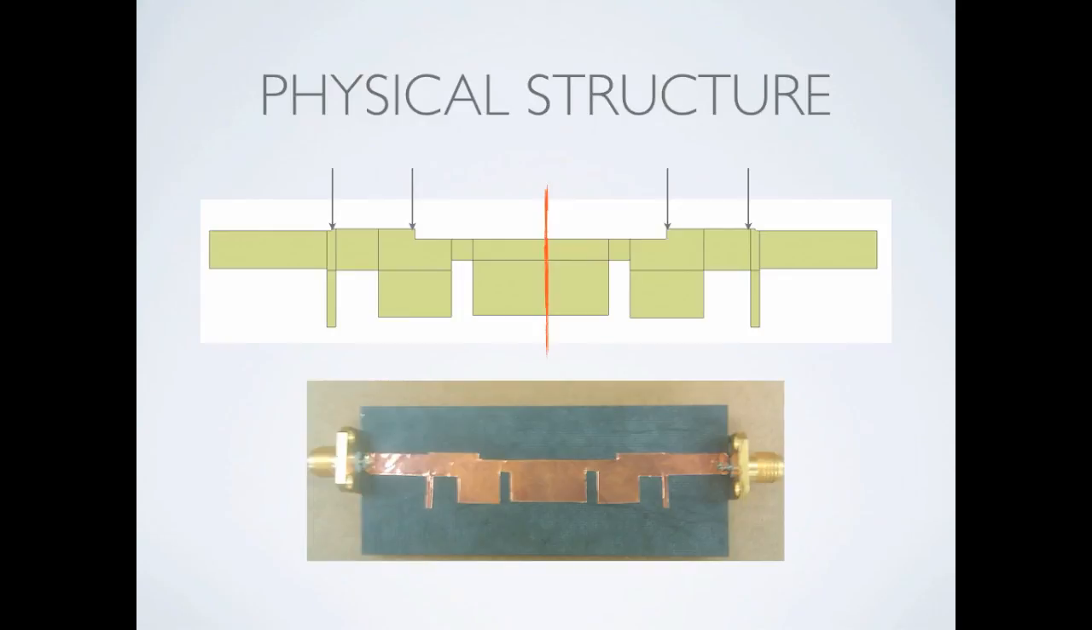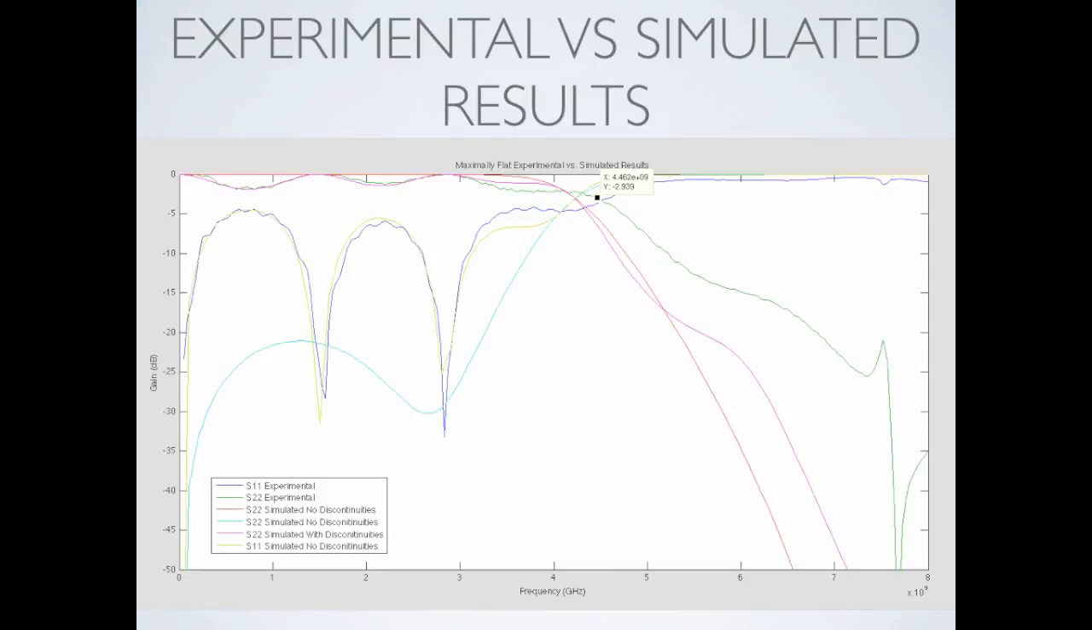Here's a picture of our filter that we fabricated. And these are the results, which show our experimental versus simulations. The simulated cutoff frequency of no discontinuities and with discontinuities are both around 4.2 gigahertz. Shown in green are our experimental results, which came to around 4.46 gigahertz for a cutoff frequency. Not too shabby since our attenuation at 7 gigahertz and higher are still over 20 dB.